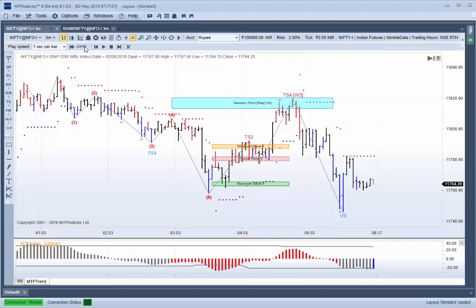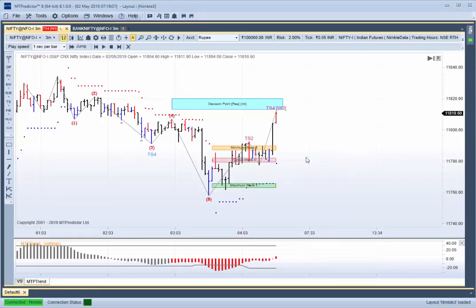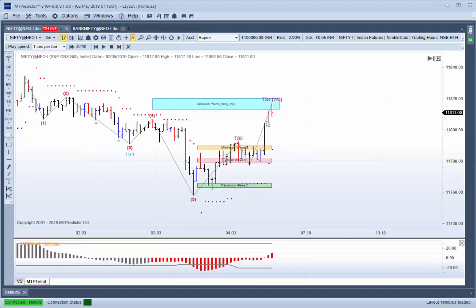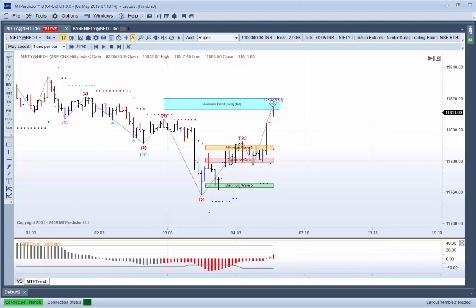In fact, actually I'll just use training mode to show that as well. So go back to here. There was actually a sell setup there, but it wasn't triggered because if you look for the next buy, you can see it didn't go through the sell trigger. We then had a TS4 sell here, a W3 TS4 sell here. So this would have been a good one because it was at this DP resistance as well.